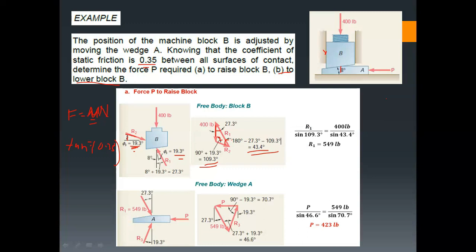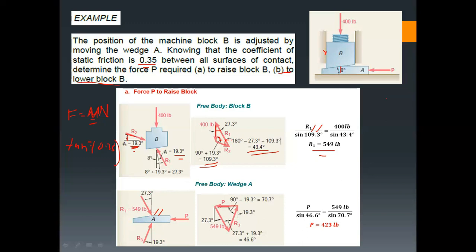So simple sine law: R1 over sine 109.3, which is opposite its side, and 400 pounds over sine 43.4. So we get our reaction. Once we get the reaction, we put it on our wedge, because R1 is the one acting on our wedge. So for R1 we also have the angles 27.3 and 19.3, and then we also make a triangle.